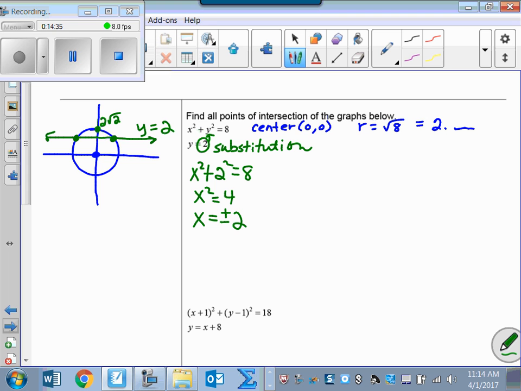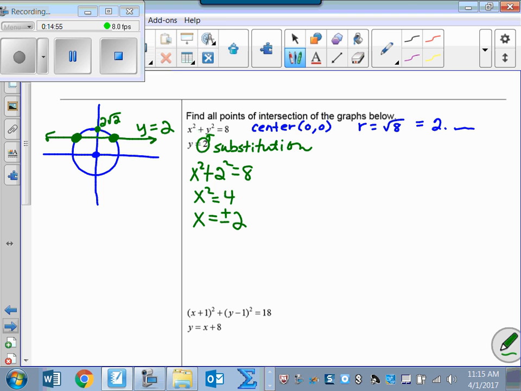Because here's this point here. I'm going to do it really big. That point is where x equals positive 2. This point over here in quadrant 2 is where x equals negative 2. So now what do I do? Well, I have to plug both positive 2 and negative 2 into my circle equation.